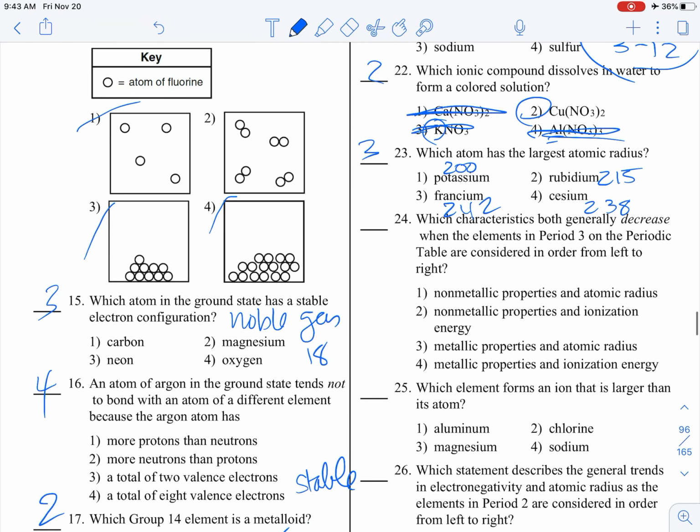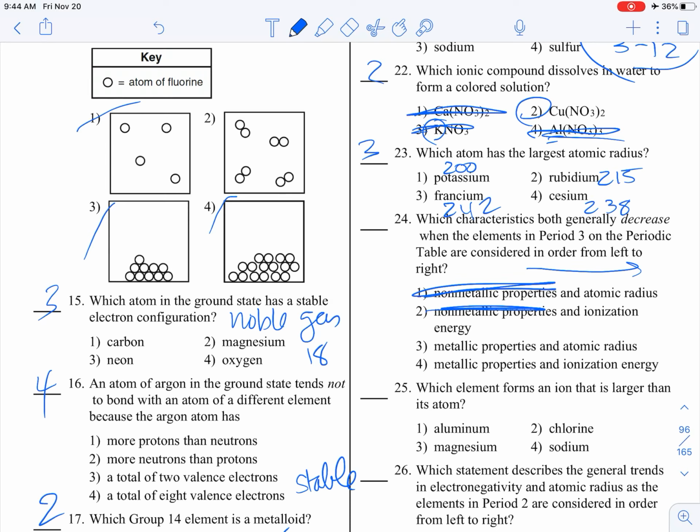Which characteristics both generally decrease when elements in period 3 on the periodic table are considered from left to right? I don't need to memorize this. I can just look at the periodic table and Table S. Non-metallic properties decrease. So we're going from metals to non-metals. So that's not going to decrease. So it's not 1 and 2. Metallic properties do decrease because we're going from metals to semi-metals, which are sort of, and then we're going to non-metals, which are totally not.